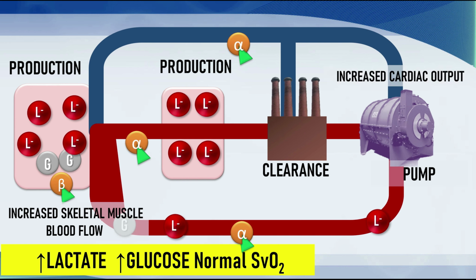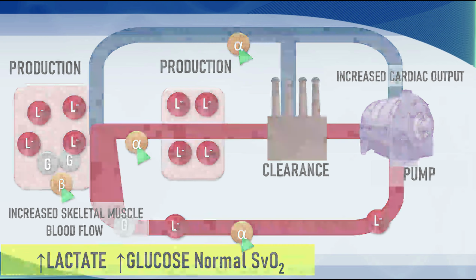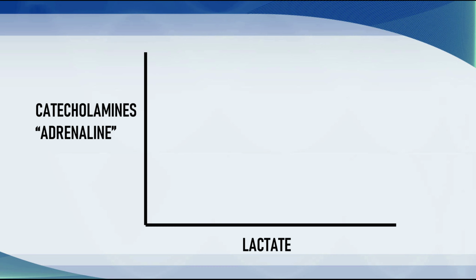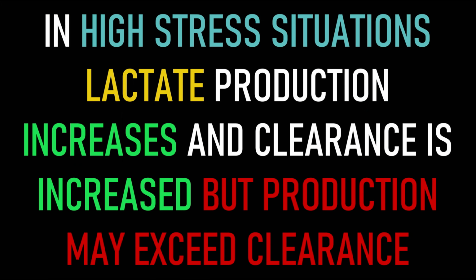As the mixed venous oxygen saturation is usually normal in these circumstances, this process is sometimes known as aerobic glycolysis. This is how I look at the relationship between catecholamines and lactate. As the level of adrenaline or epinephrine increases, so does the lactate. The greater the degree of stress, the greater the catecholamines, the higher the lactate. So in stress situations, lactate production increases and clearance is also increased, but production may exceed clearance.